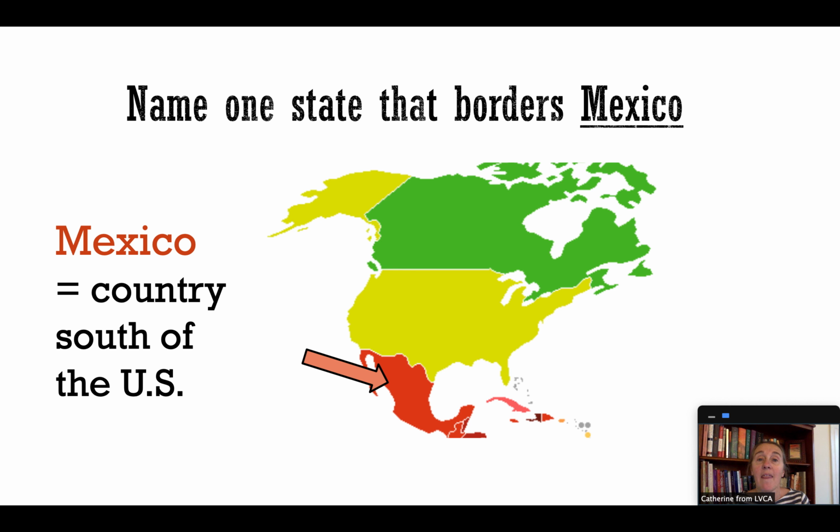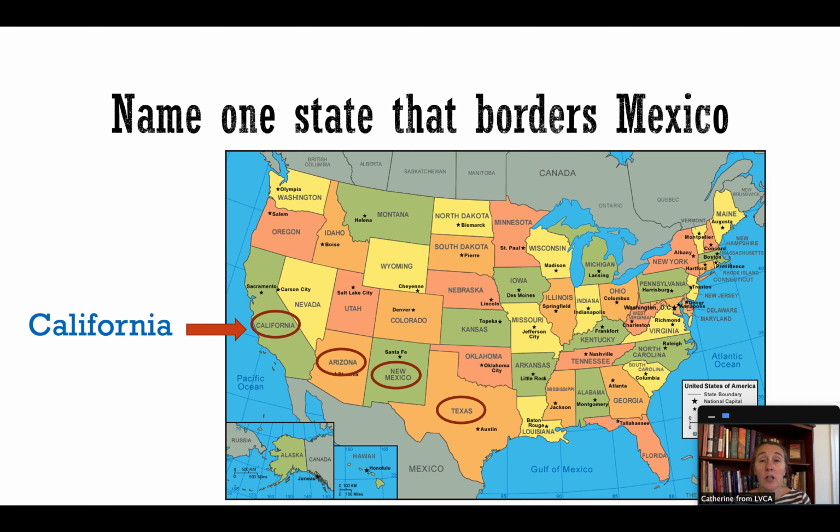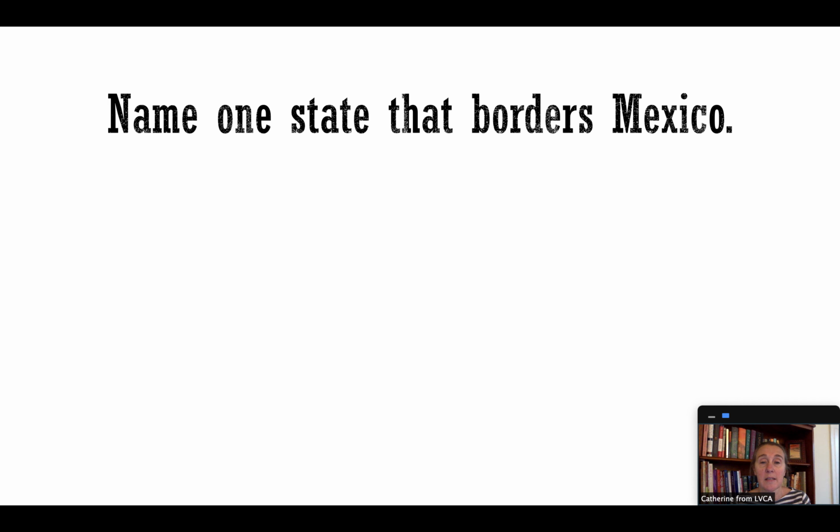Name one state that borders Mexico. Mexico is the country just south of the United States. There are 4 choices of states that border Mexico. We're going to go with California. Name one state that borders Mexico. California. Now you practice. Name one state that borders Mexico. California. Good. When there's an N-I-A like that in a word, it's pronounced nya. California.